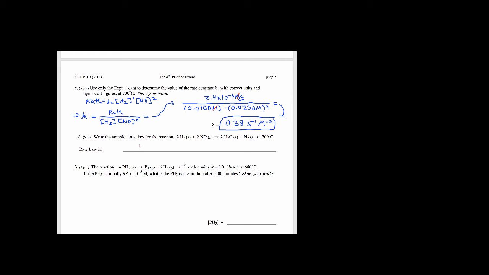So last is to get the rate law for this reaction. And the rate law will be rate equals k times H2 to the first times NO to the second, but with the known value of k as being 0.38 seconds to the minus 1, molarity to the minus 2, and then times H2 to the first order, or to the first power, times NO to the second power. And that is our rate law for this experiment.